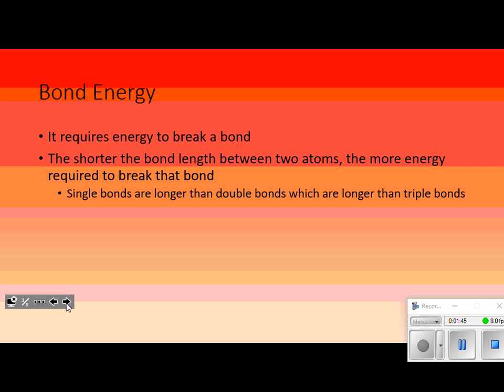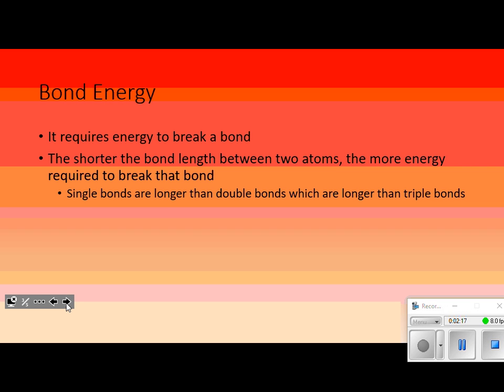Second bullet point to be aware of. Shorter bonds, so if the bond length is shorter between two atoms, will require more energy to break that bond. If you think about it, a shorter bond means the electrons are closer to the nuclei. They're more attracted. To break up more attraction takes more energy. Single bonds, by the way, are longer than double bonds. If you don't remember double bonds, that's when we drew two lines in between two atoms. We'll show you that in a little bit.